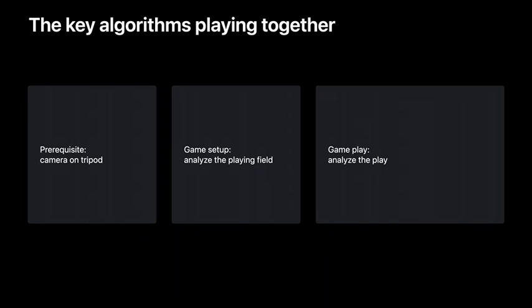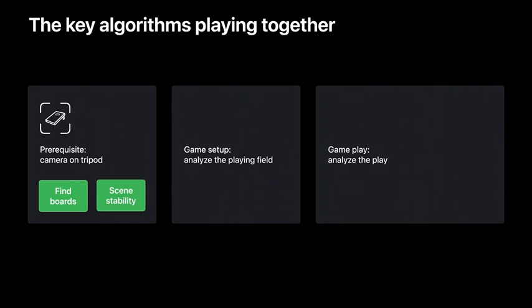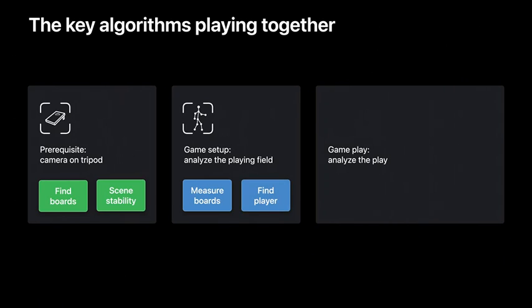Now the prerequisite is first that we find the board. That was the very first panning move that you saw. Once we have the board, we now need to ensure that we have scene stability. That means we know that the camera is, for instance, on a tripod or somehow otherwise stabilized. Now we're getting ready to play in the game setup part. We measure out the boards. Then we find our player and we are ready to roll.